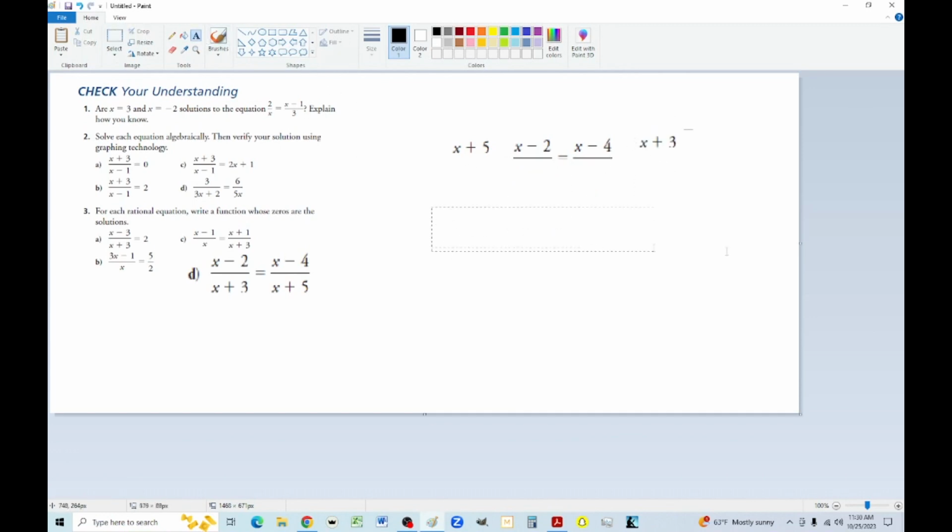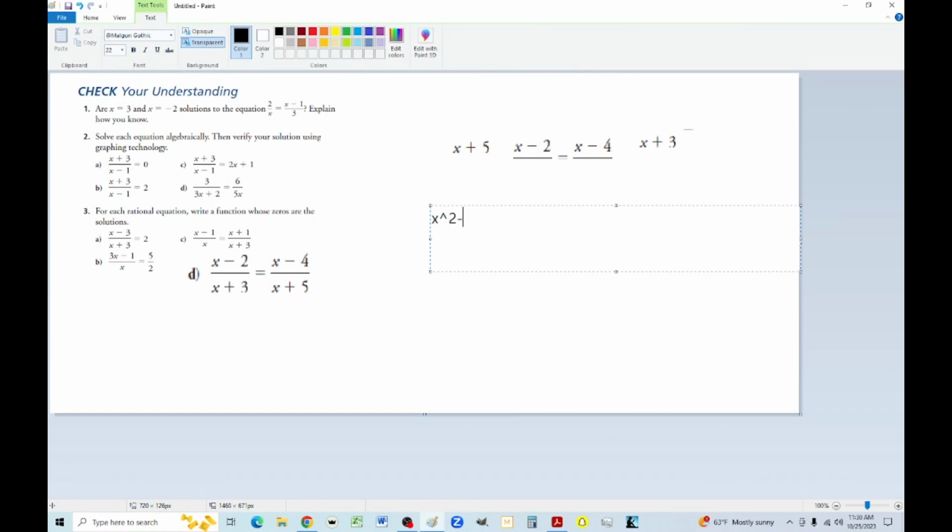When I multiply the brackets, I get x squared minus 2x plus 5x minus 10 is equal to x squared plus 3x minus 4x minus 12. This minus 2x plus 5x becomes plus 3x, and this plus 3x minus 4x becomes minus x. Notice when I subtract x squared from both sides, I'm left with 3x minus 10.